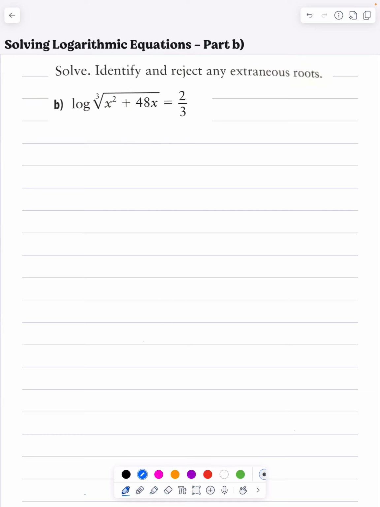Solve. Identify and reject any extraneous roots. We're going to begin by expressing the radical here as an exponent. So we're going to put x squared plus 48x, and we're going to express the cubed root as 1/3, equals 2/3. The power rule, what we can do is we can bring down this 1/3 log, and then we've got log of x squared plus 48x equals 2/3.